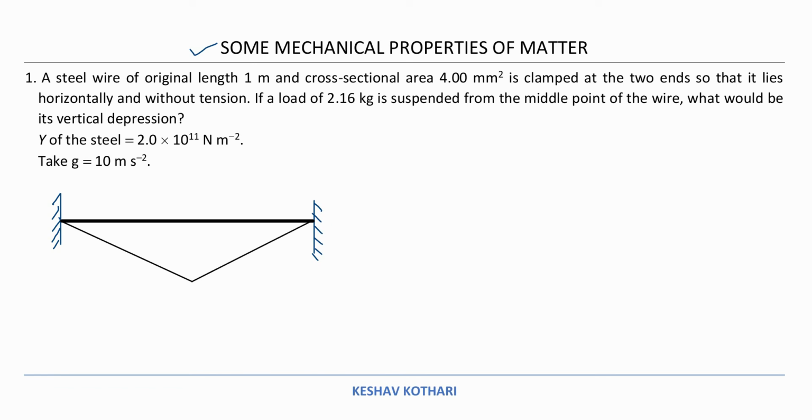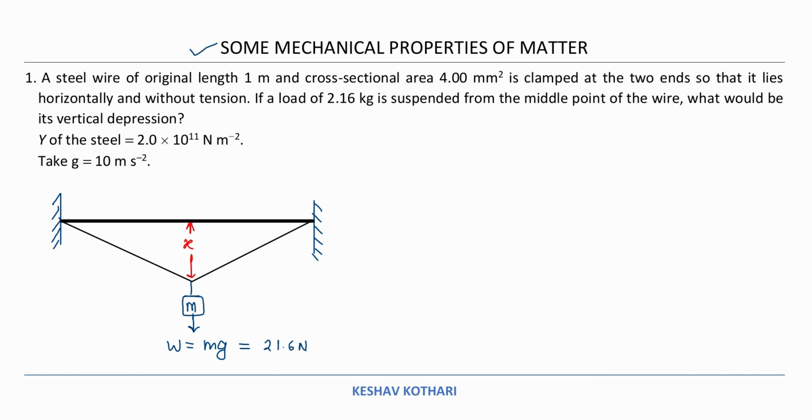So this will be the shape of the steel wire when a mass is attached over here and it is going to exert its weight, which is equal to mg in the downward direction. Since it is equal to 2.16 kg, we are writing it as 21.6 Newton force acting in the downward direction. And the problem is asking us about this vertical depression.